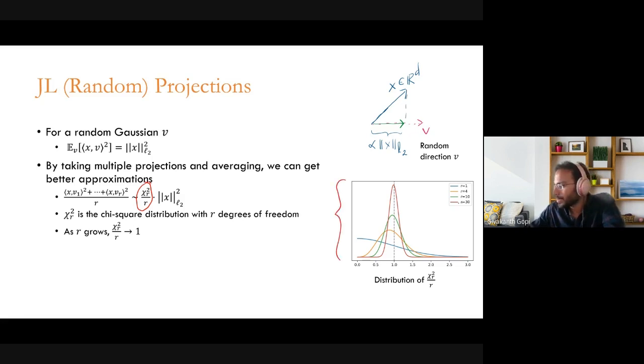So as R becomes larger and larger, it becomes more and more concentrated around 1, and you get a better and better estimate of the true norm. Okay.